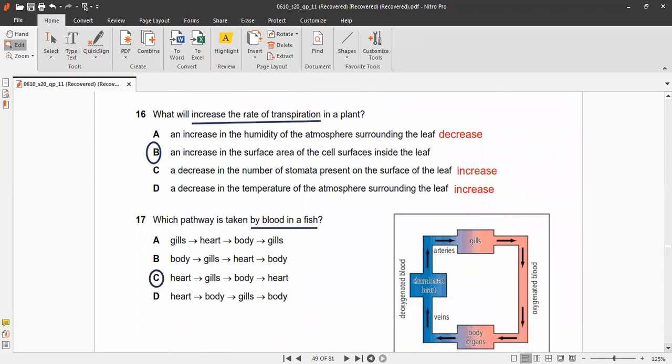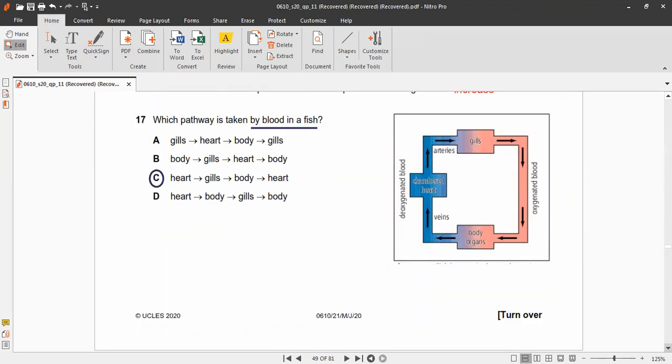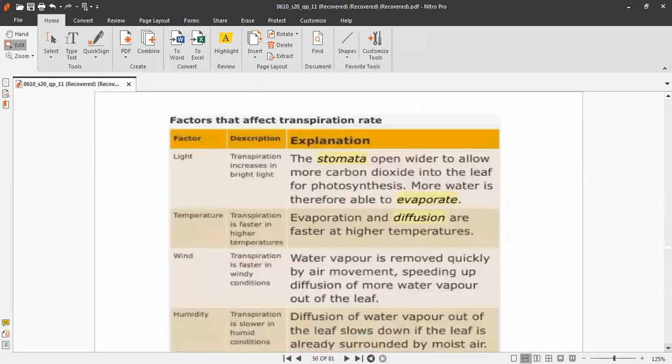Which pathway is taken by blood in fish? Yes, from heart to gills to body, then heart again. So the correct answer is C, the one-way circulation.